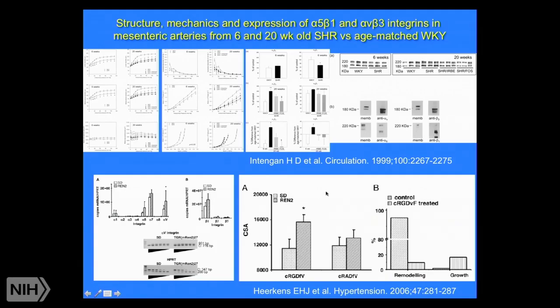Similar data with another model, the REN2 model, was shown by Tony Hegarty's group in Manchester, who demonstrated that in this angiotensin-dependent model, there was an enhanced expression of a number of integrins, including, and I can't see over here, but maybe you can read over there, alpha 5, alpha 7, as well as beta 3 integrins were increased.